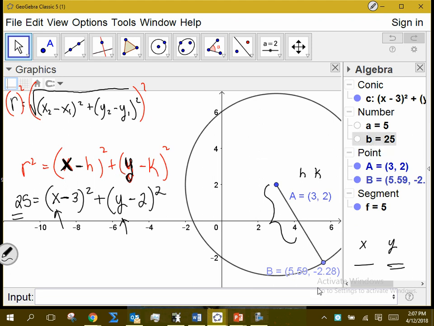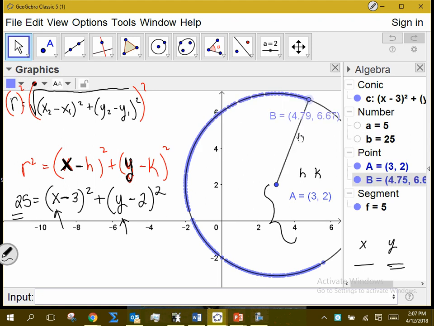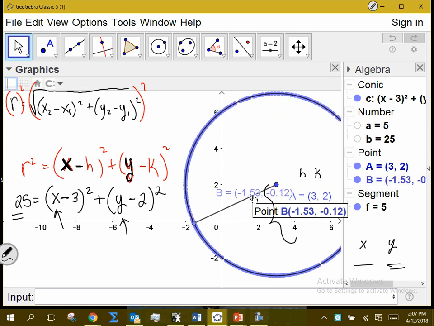Okay. Now, when I go over here to that point there, now that formula is putting negative 1.64 in right there. It's putting 3.87 right there. When it does that evaluation, does that number of 25 ever change? No. So every one of these blue points on that circle, we say satisfies the circular equation that we developed.